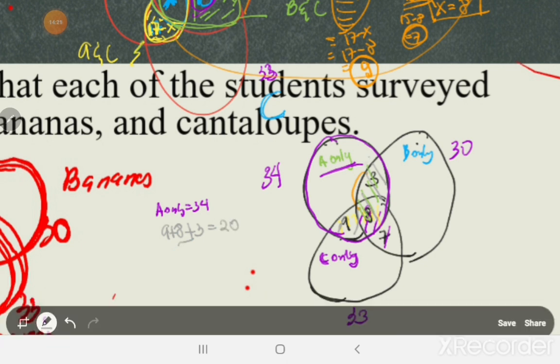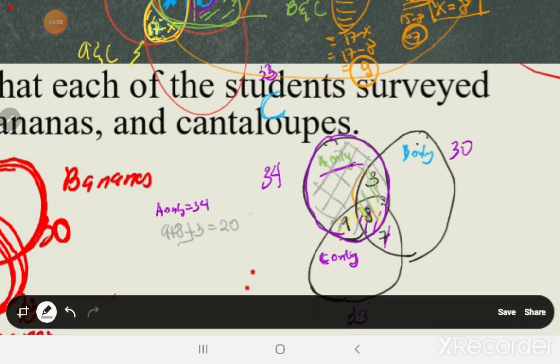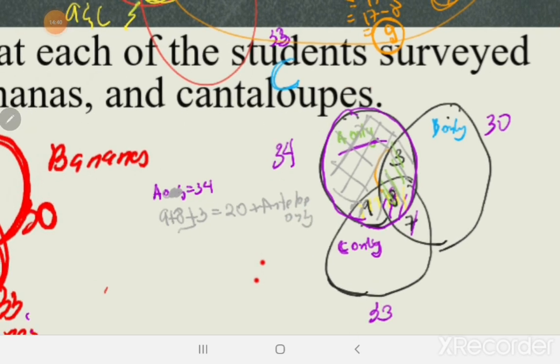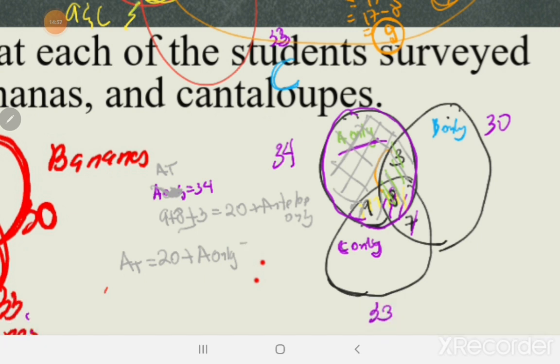20 plus X. Those who like antelope, the ones loyal to antelope only. So, plus X, or antelope only. Plus antelope only, or your A only. And then this is your A total. Okay? So your A total, or your antelope total, is equal to 20 plus antelope only, is equal to 34, because my antelope total is equal to 34, right?